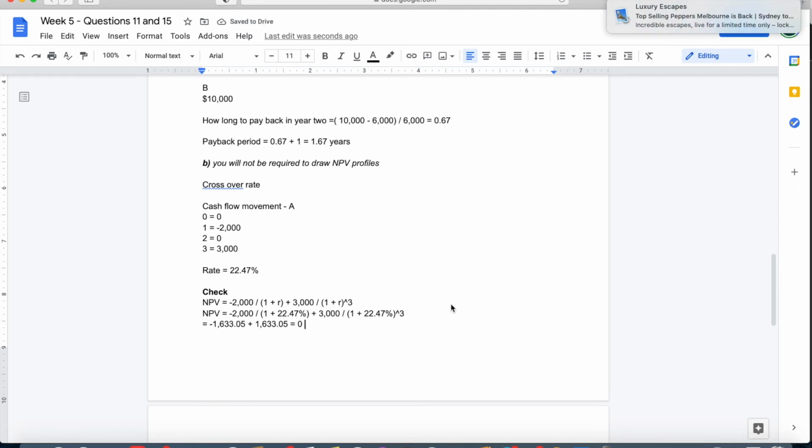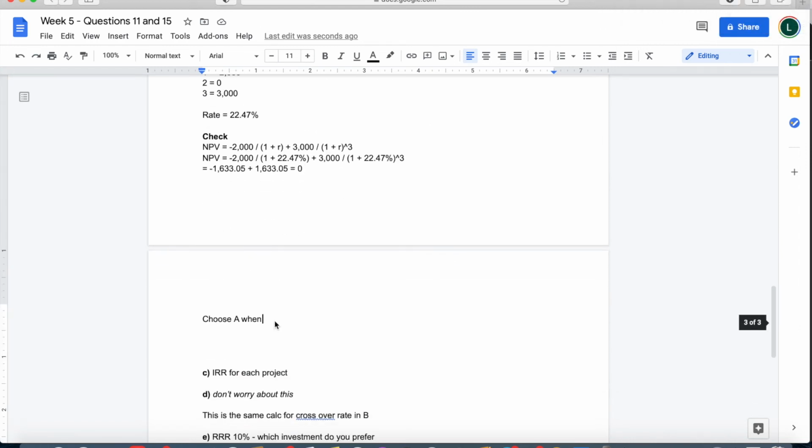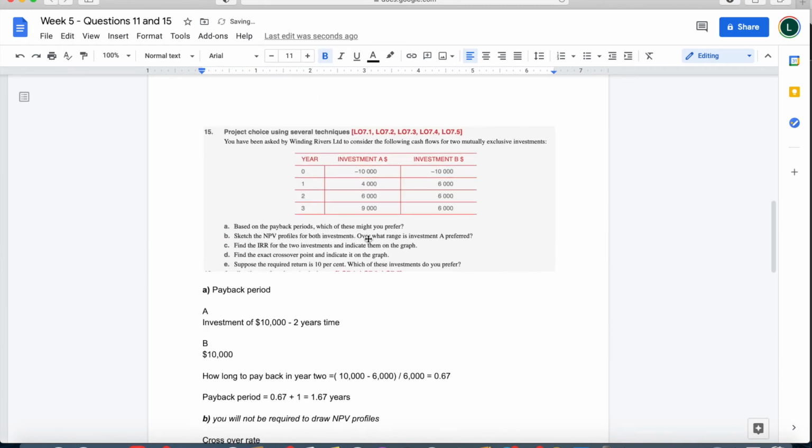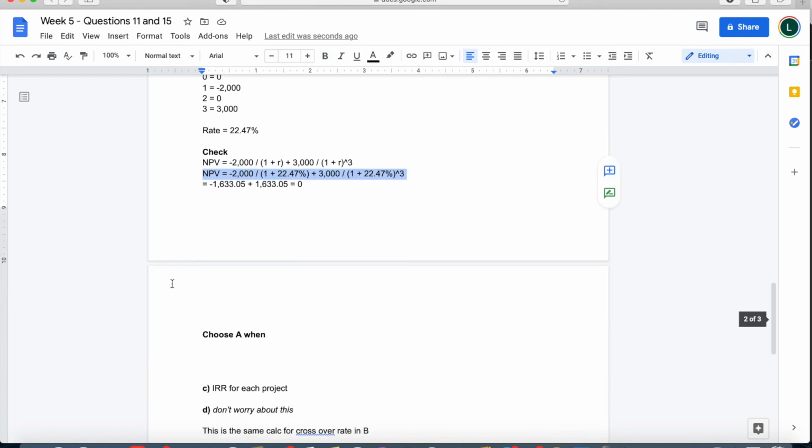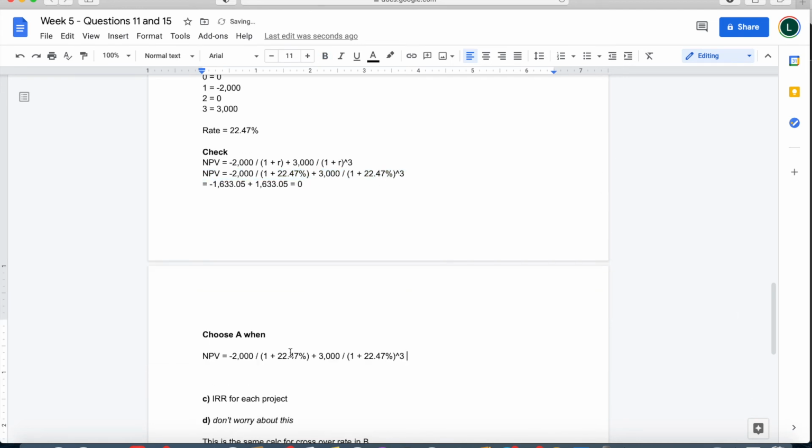Okay, so now what we have to do is we need to say, when do we choose A? Because if we look at the question, it says over what range of investment is A preferred? So when do we choose it? Simpler way to do that is, like I did in question 11, bit of trial and error. Let's bump that up to 30%. So we're going to go 30 here and 30 here.